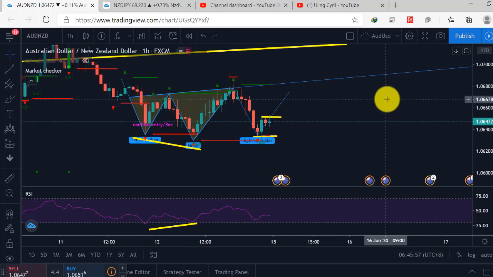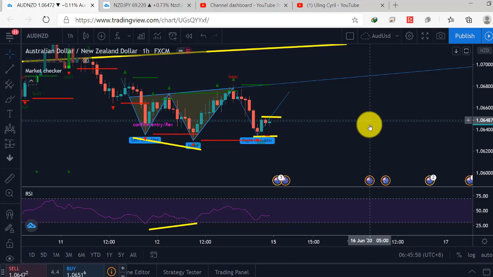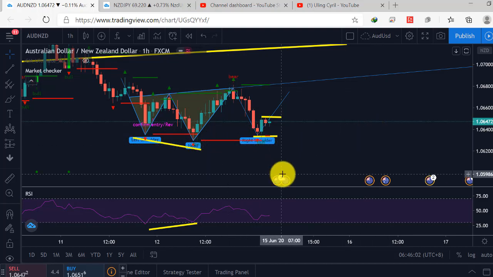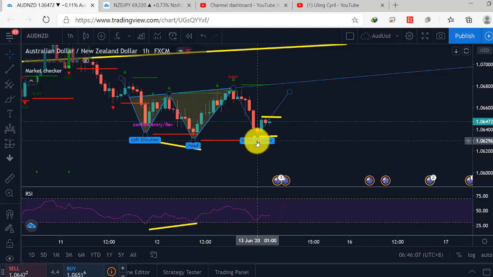So back to the chart, if titingnan po natin, lumabas na po yung first confirmation natin, which is the rejection and forming the right shoulder. Itong arrow na po dito. So ang hihintay na lang po natin is the second, the lead test. Pag lumabas po yan, then let's go on the third confirmation.